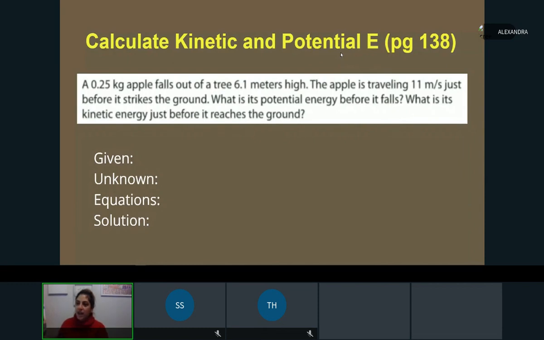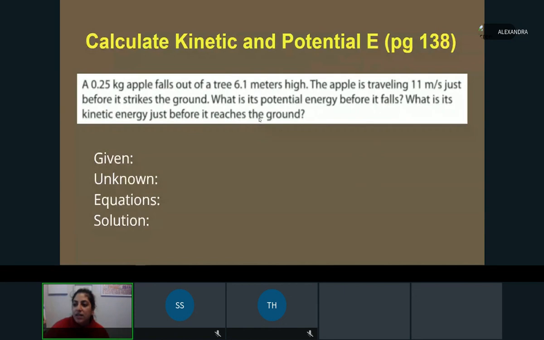So we have a 2.25 kilogram apple that falls out of a tree 6.1 meters high. The apple is traveling 11 meters per second just before it strikes the ground. What is its potential energy before it falls? And what is its kinetic energy just before it reaches the ground? The first thing we're going to answer is: what is its potential energy before it falls?